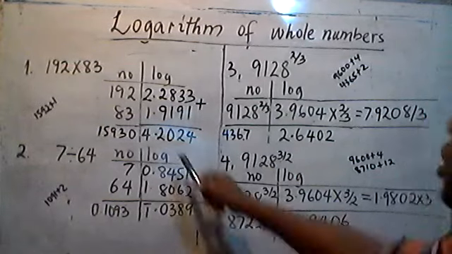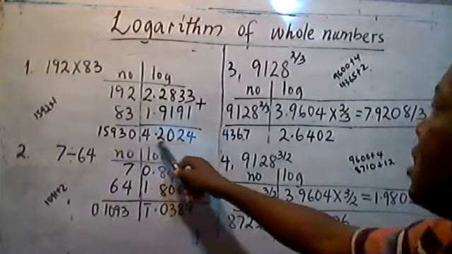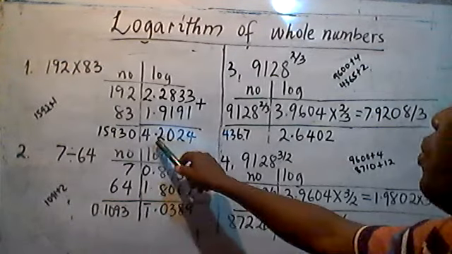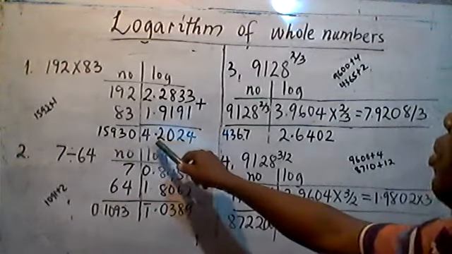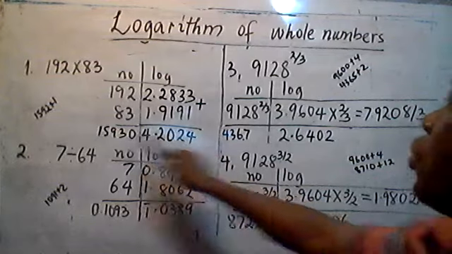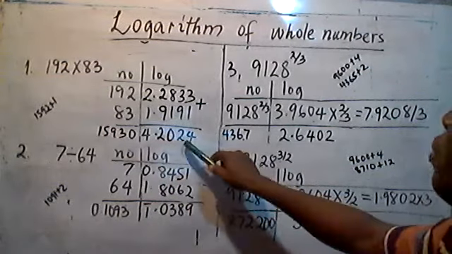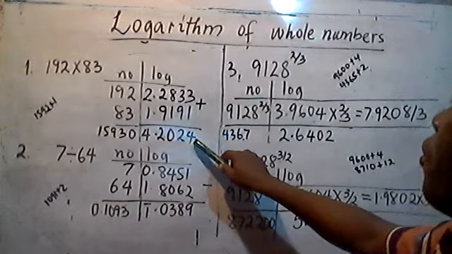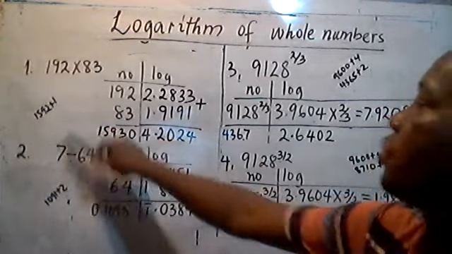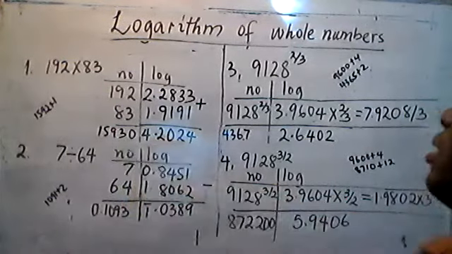The next thing is to look for the antilog. The antilog part is this side. Then you will go to the antilog table, look for 0.20 under 2. You will have 1592. Then move further under 4. What will you see? 1. So you now add the 1 to get 1593.